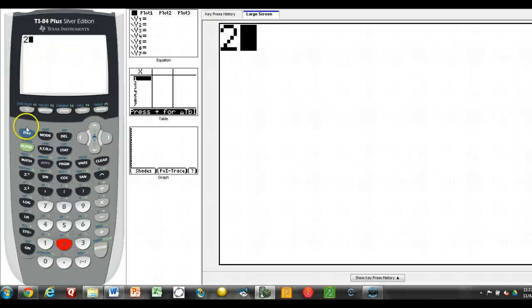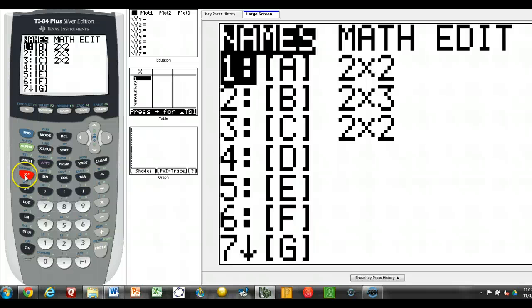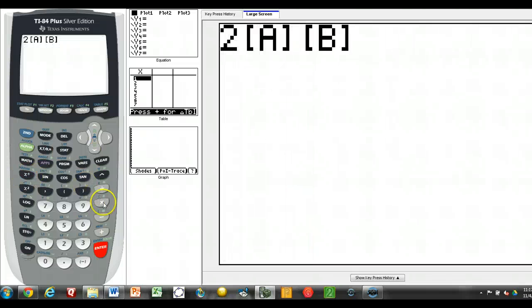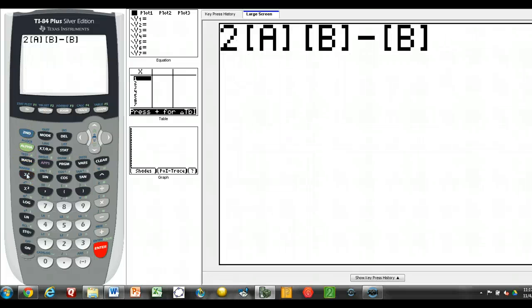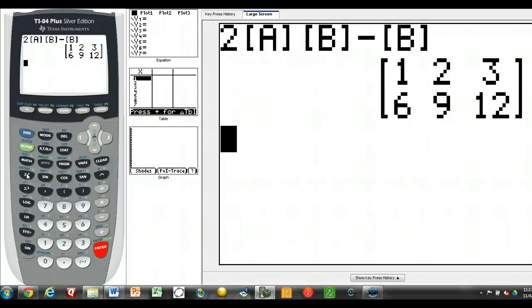So 2 times matrix A times matrix B minus B, exactly the way it looked. And there it is. The calculator takes care of everything for you.